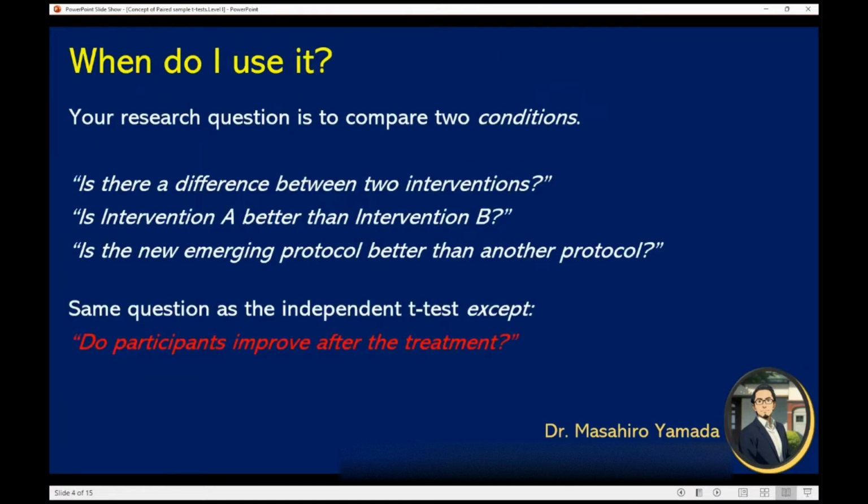So when can you use it? The research questions that you can use for a paired sample t-test are almost identical to an independent t-test. Like, is there any difference between two different groups or two different interventions, two different protocols? Or is one better than the other? So those are the questions. You can also ask an additional question using a paired sample t-test. That's when your research question is whether participants will improve after the treatment compared to before the treatment.